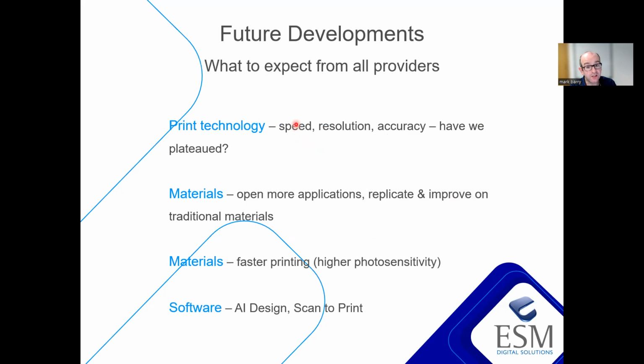So printing technology, speed, resolution, accuracy, have we plateaued to some degree? Yeah, absolutely. I suppose the development rate has decelerated, definitely in terms of speed, resolution, and accuracy. It has decelerated in recent times. Materials, yes, the materials are all improving all the time. Direct printed aligners is coming. Without a doubt, it's coming. I don't believe we're there yet.